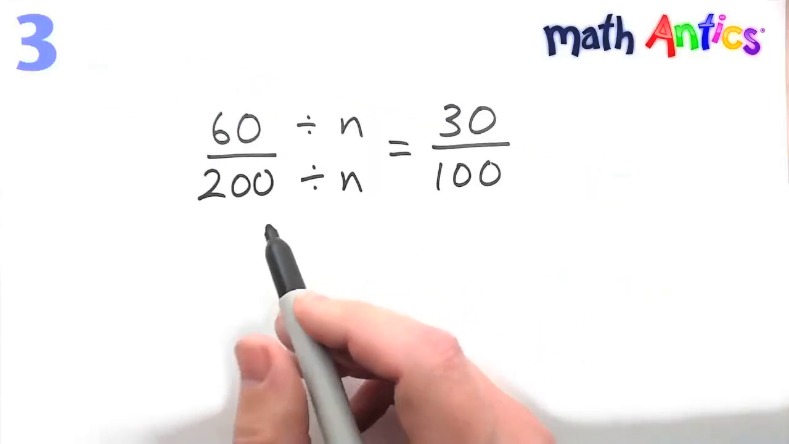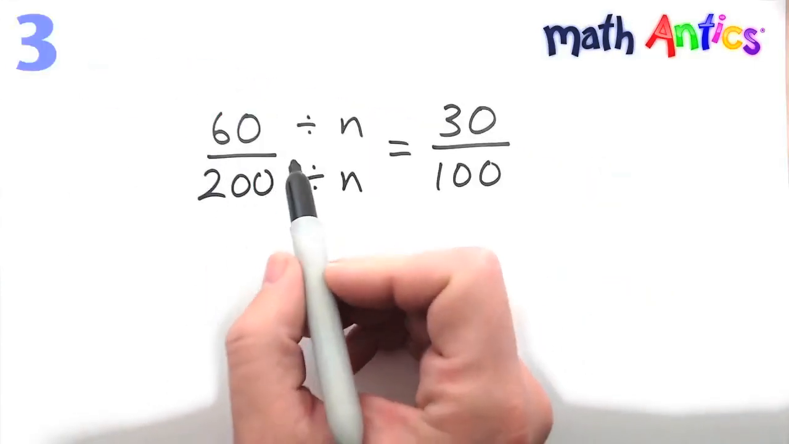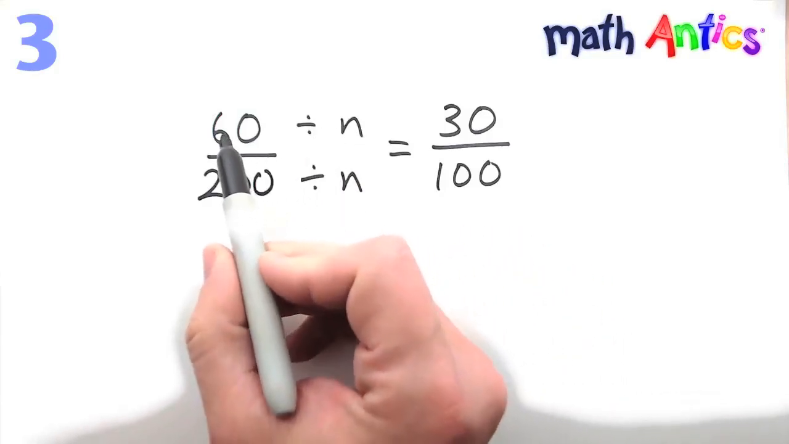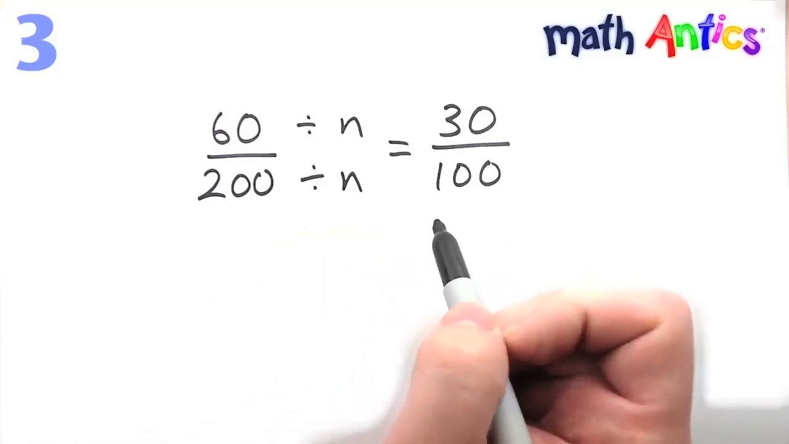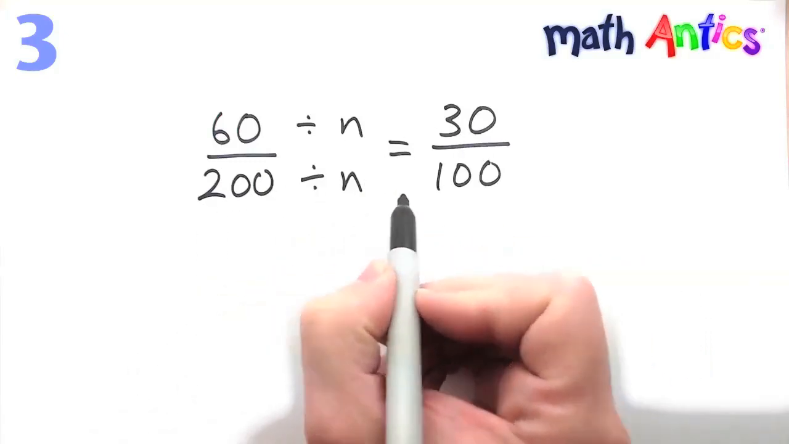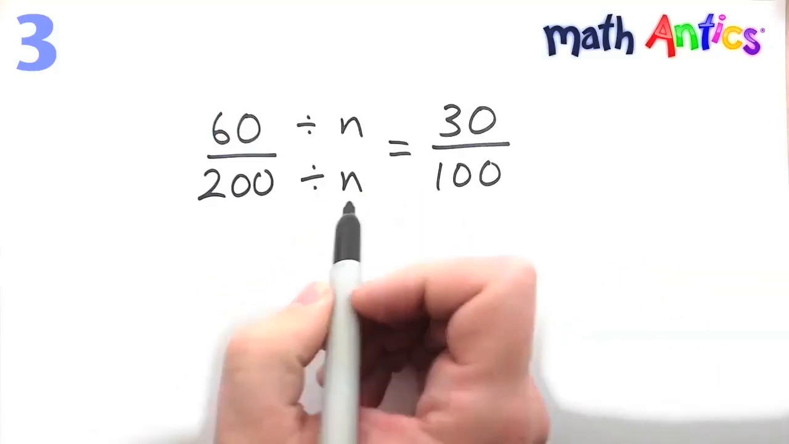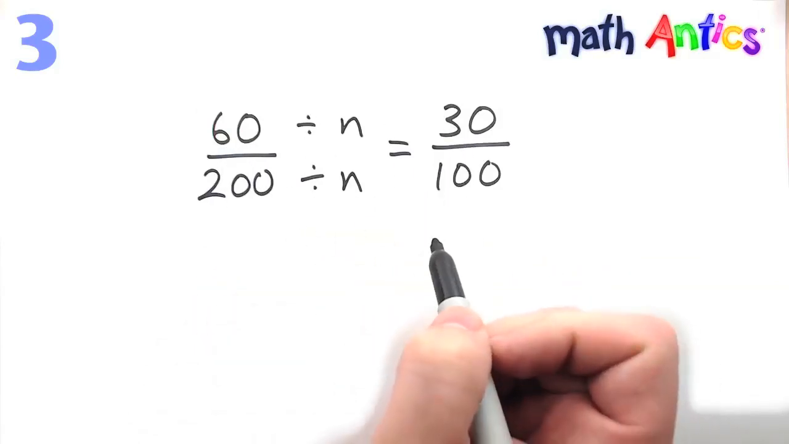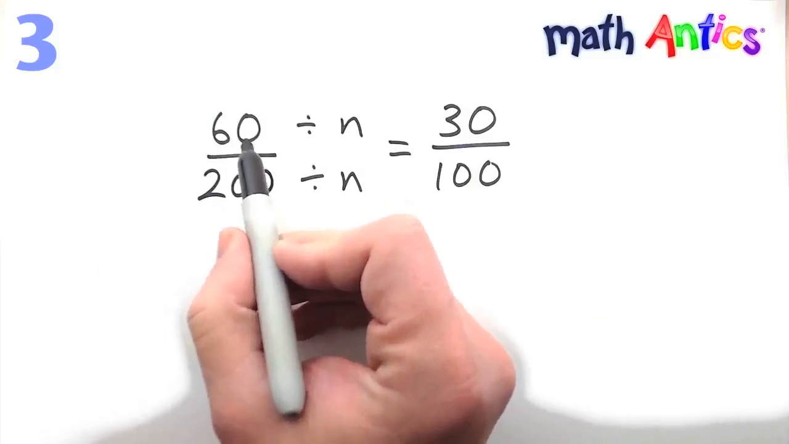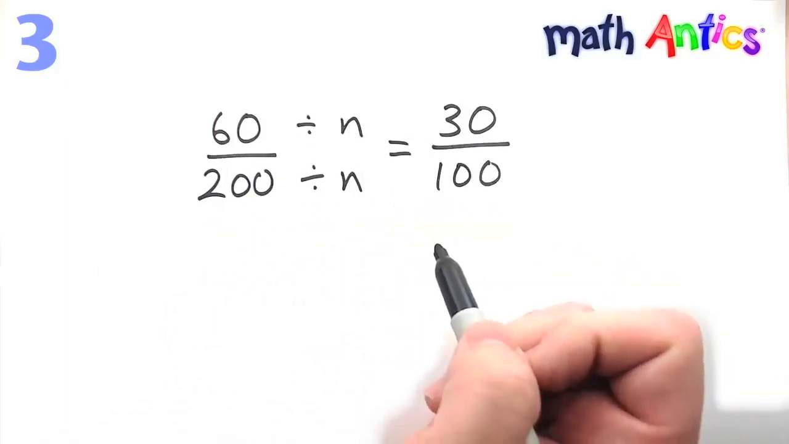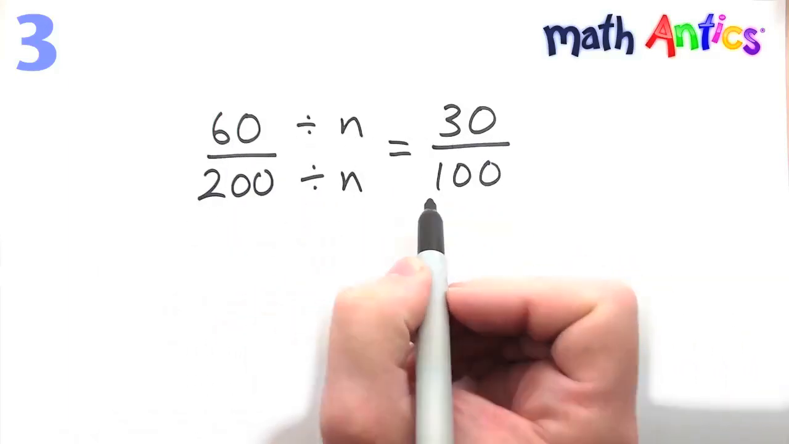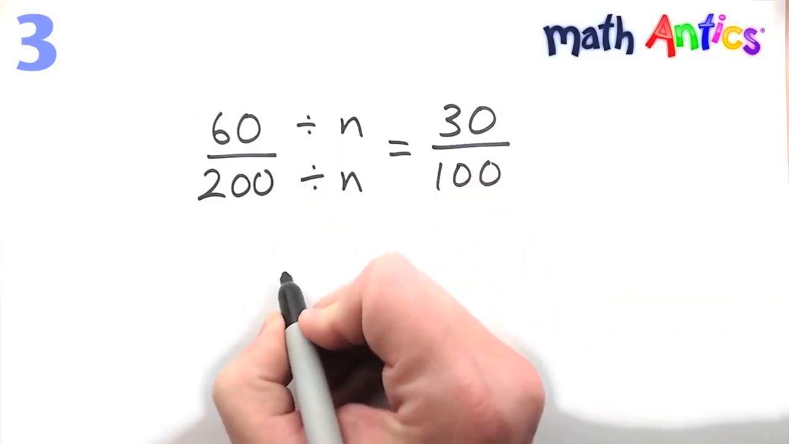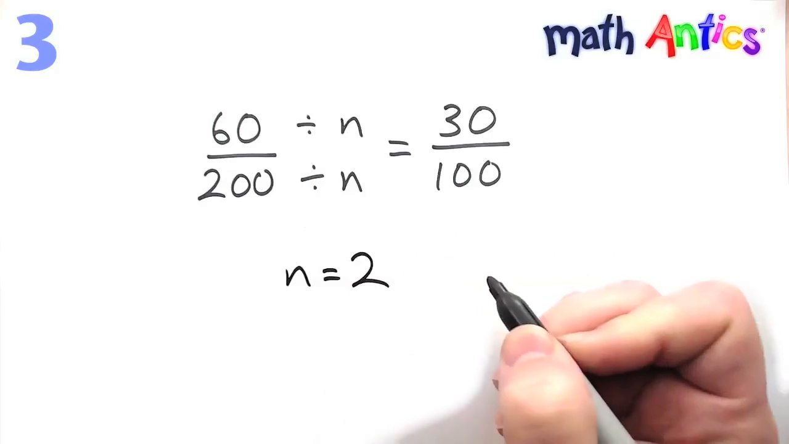And now we have a similar problem, but this time our fraction is being divided by a missing number, n. So we need to figure out 60 divided by what equals 30, and 200 divided by what equals 100. Well, luckily this is easy because 60 is twice as big as 30, and 200 is twice as big as 100. So we can see that 60 divided by 2 equals 30, and 200 divided by 2 equals 100. And so we know that n equals 2. So we put that n equals 2.